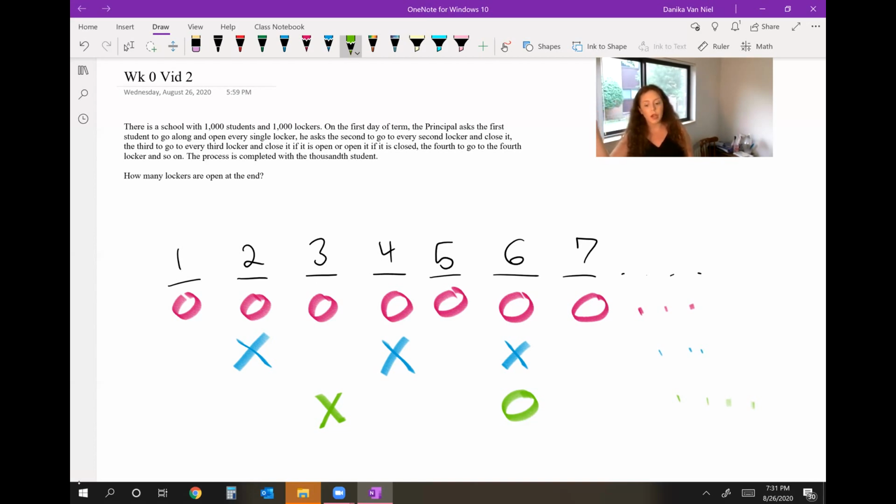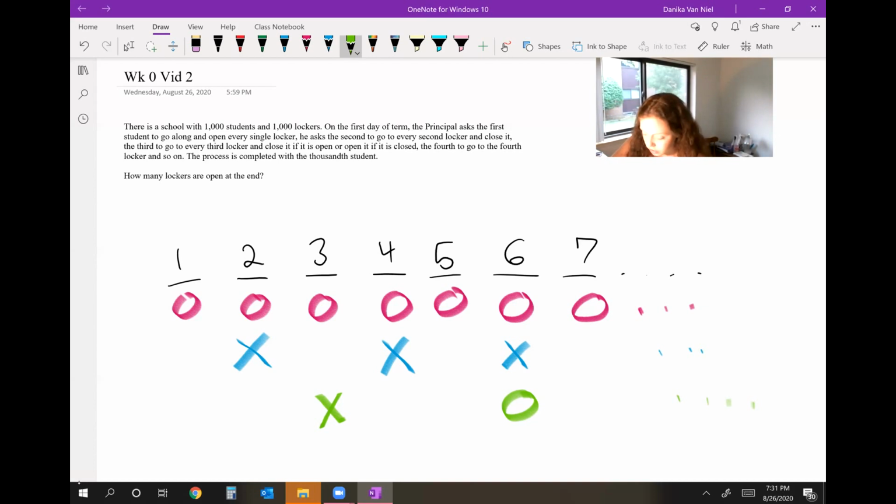lockers. Okay, so then when it comes to the third person, their pattern is that they only go in multiples of 3, but every other multiple of 3 is going to be even. So you think 3, 6, that's even. 9, that's odd. 12, that's even, so on and so forth. Okay, so every other, they start with closing one, then they're going to open one, then they're going to close one, then they're going to open one, etc., etc.